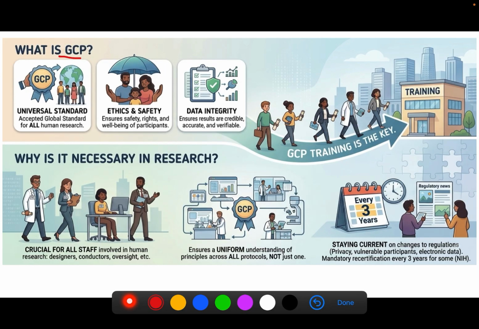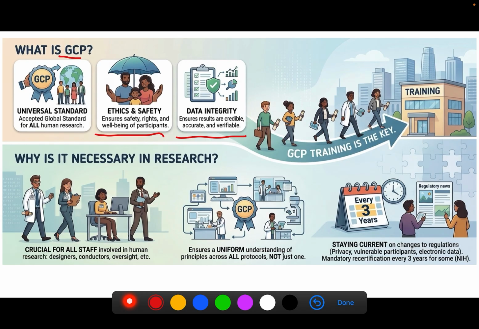So let's break it down. What is GCP and why is it necessary in research? GCP is the universal standard accepted for all human research anywhere in the world. At its core, it exists for two reasons. The first one is to protect the safety, rights and well-being of participants, and the second one is to make sure the results are credible, accurate and verifiable.